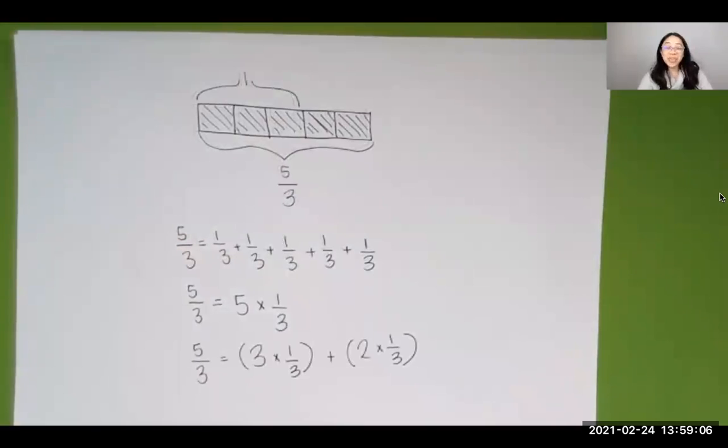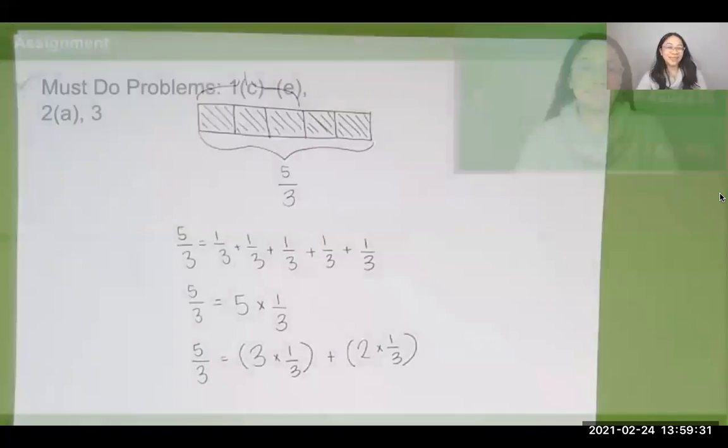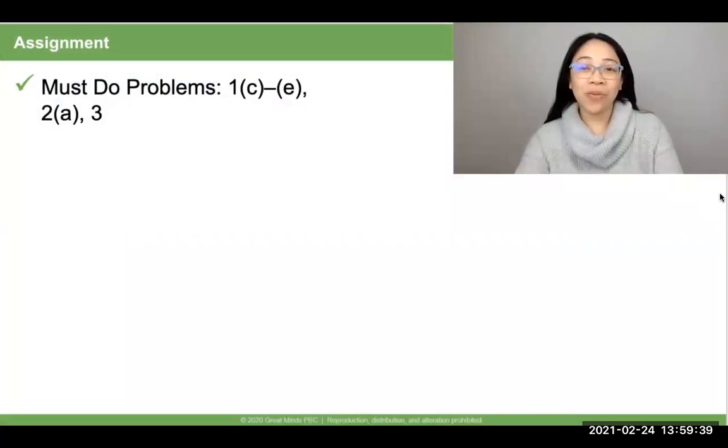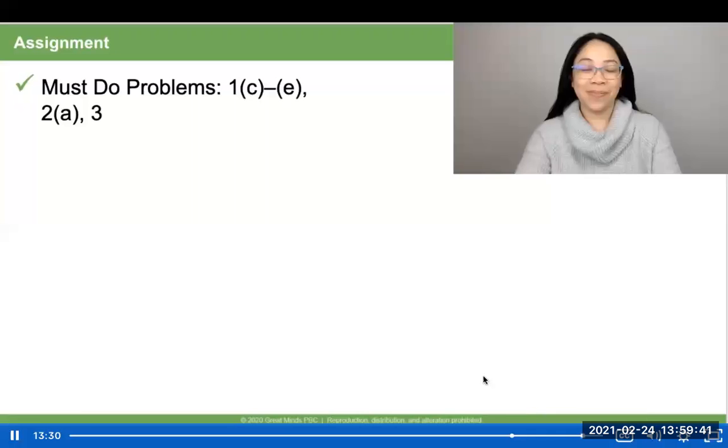Welcome back. What did you come up with? Here's mine. 5/3 equals, open parentheses, 3 times 1/3, close parentheses, plus, open parentheses, 2 times 1/3, close parentheses. It's fun to use multiplication and addition to decompose fractions. For today's assignment, your must-do problems are here on the screen. Go ahead and set a timer or watch the clock for 10 minutes to complete this work. I'll be here when you return.